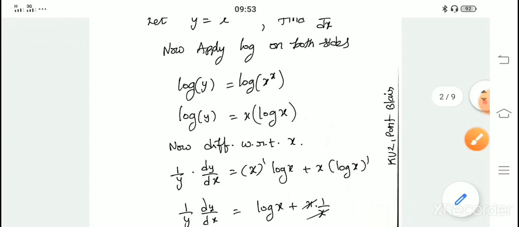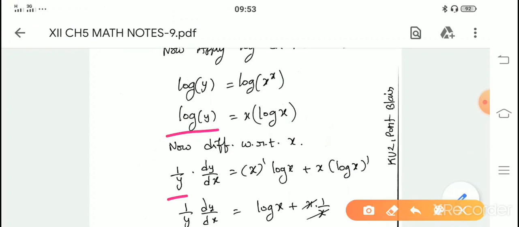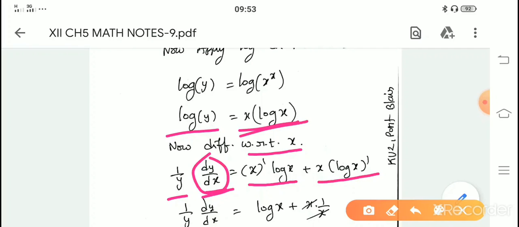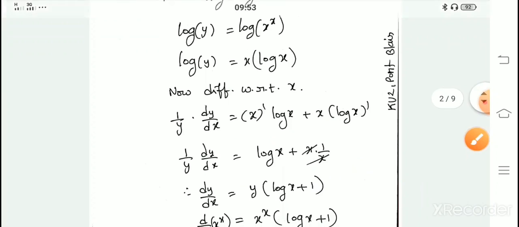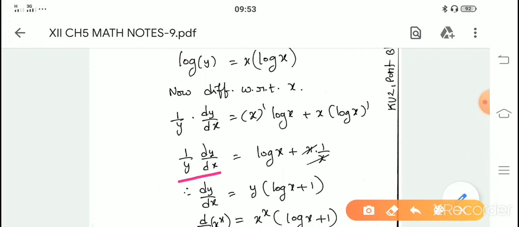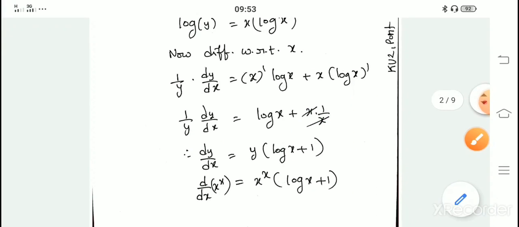What will happen? Log y derivative is 1 by y into dy by dx, because of the chain rule, since I am differentiating with respect to x. So 1 by y into dy by dx is compulsory. Now here x into log x, a product, is there. So use the product rule: u dash v plus u v dash. So x dash into log x plus x into log x whole dash. Left hand side keep as it is: 1 by y dy by dx is equal to the derivative of x, which is 1, into log x is log x, plus x into derivative of log x, which is 1 by x. Then x and x cancel.